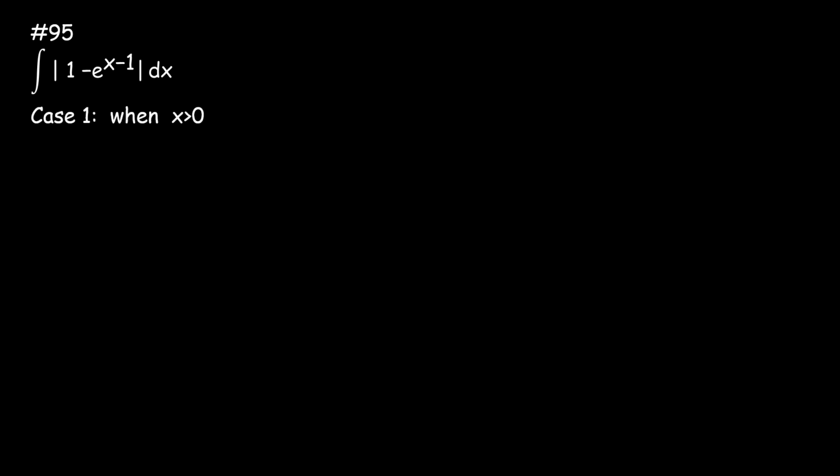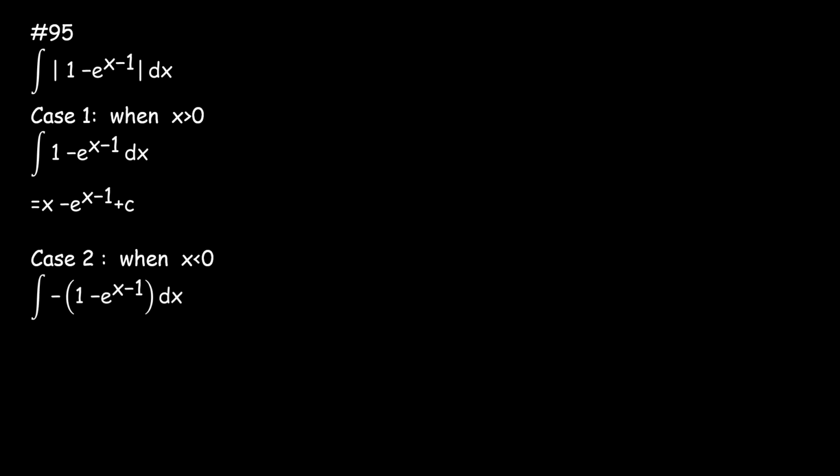We have the function 1 minus e to the power x minus 1 dx. Integrating 1 gives us x, and integrating e to the power x minus 1 gives us e to the power x minus 1, right? Plus c. That's the first case. And case number 2, when x is less than 0, we would have the negative of this function, which is negative 1 times e to the power x minus 1. This gives us the integral, which is negative x plus e to the power x minus 1 plus c.